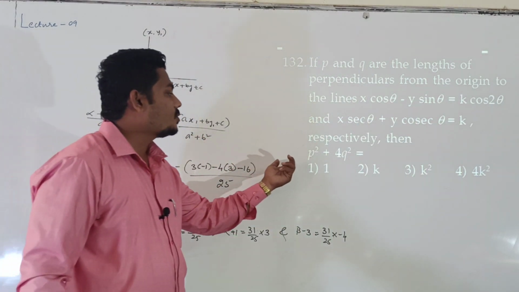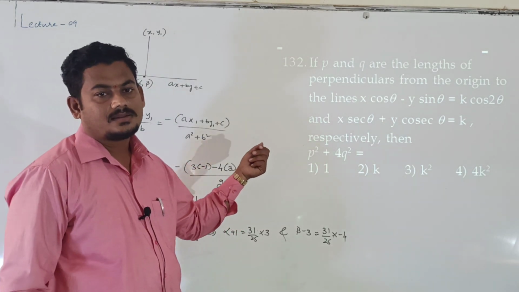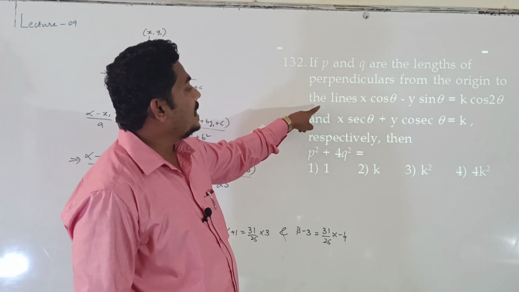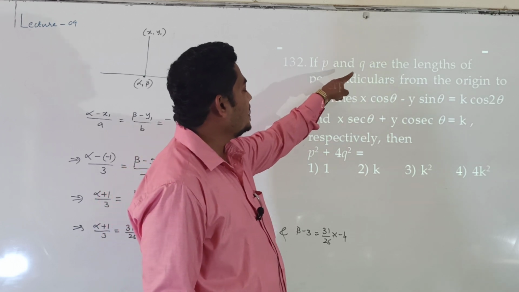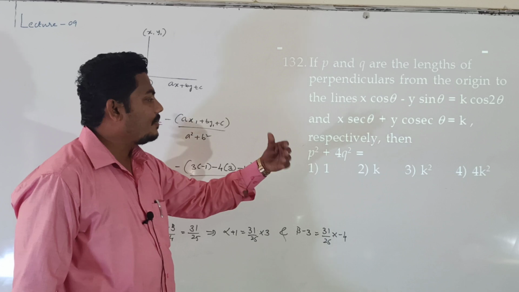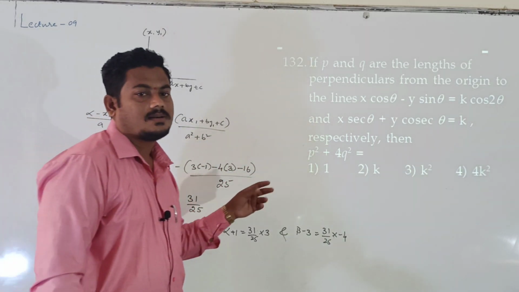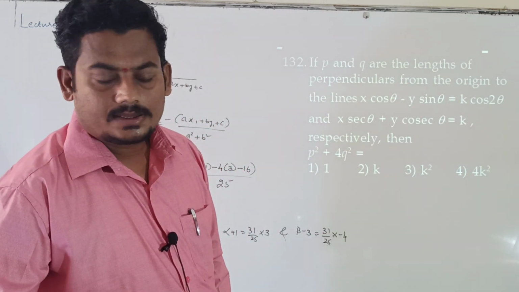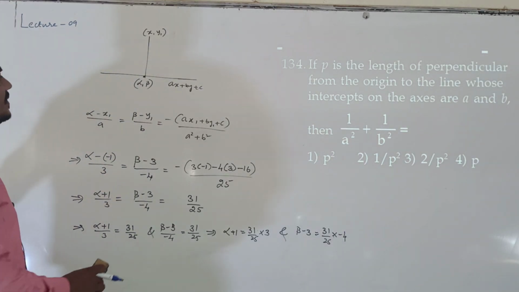Directly it will be p square plus 4q square equal to k square, as it is textbook problem. Distance between this line and origin is p and distance between this line and origin is q. Then p square plus 4q square is equal to k square. Just solve this one, right? Next one, 134.